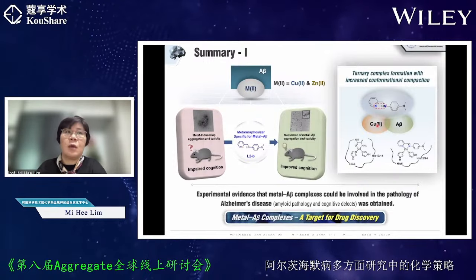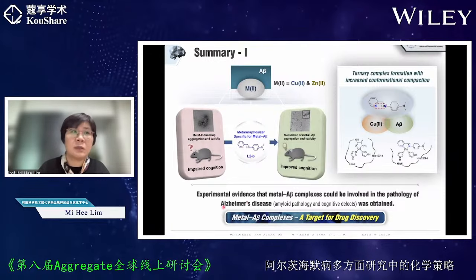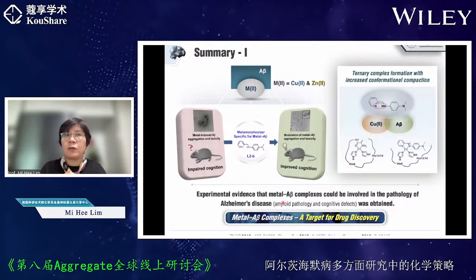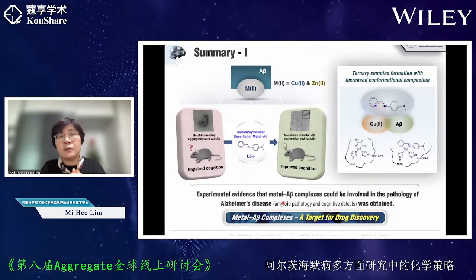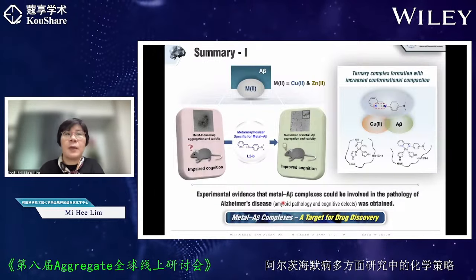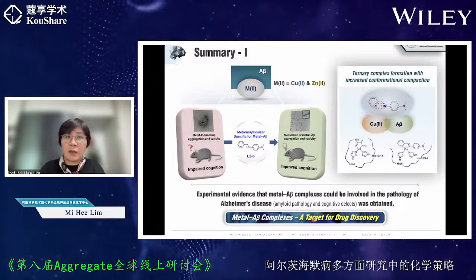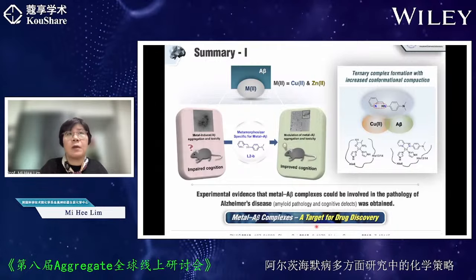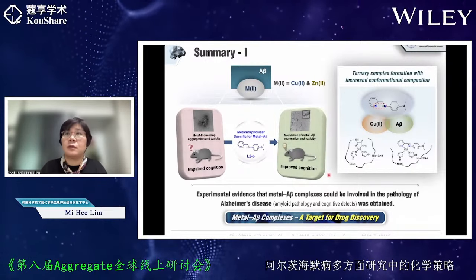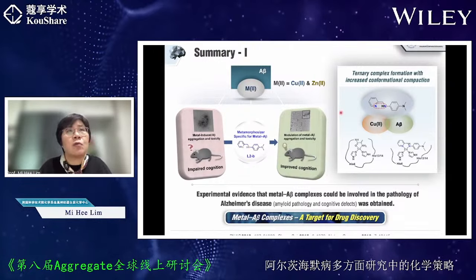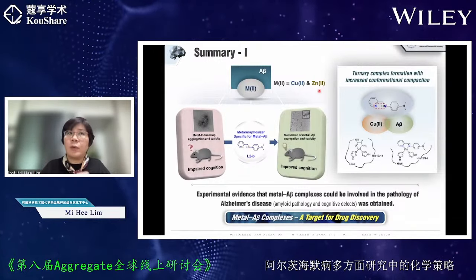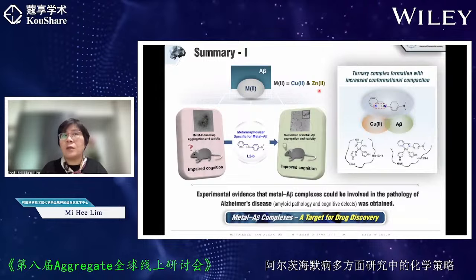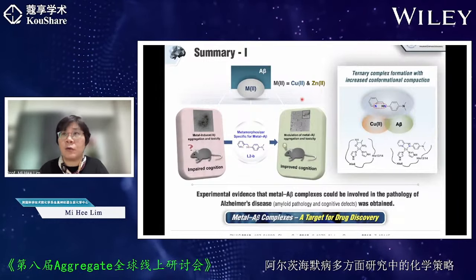So using L2B, we have been able to report experimental evidence that Metal-Abeta complexes could be directly involved in the pathology of Alzheimer's disease. From this study, we proposed the Metal-Abeta complex as a target for drug discovery. But when we studied the Metal-Abeta complexes, one of my graduate students, now a professor at the University of Seoul, Juyoung Han, wondered which one is more toxic, copper A-beta or zinc A-beta. If you consider the reactivities, aggregation and ROS formation, obviously copper A-beta was more toxic.